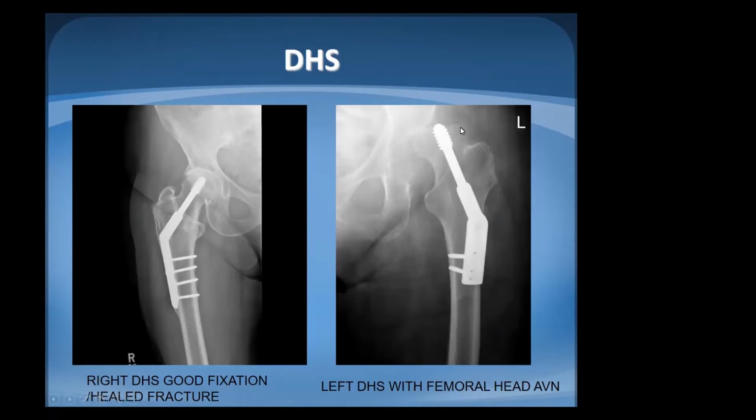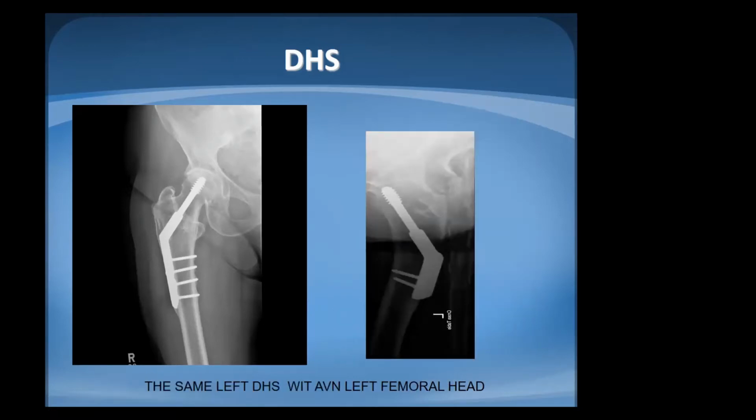This one has failed in the sense that the femoral screw basically has protruded. There is dislocation of the femoral head, and this basically is a total hip replacement revision. Same DHS screw, the normally placed one against the abnormal one.